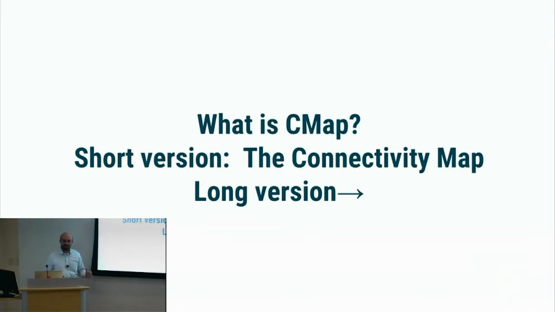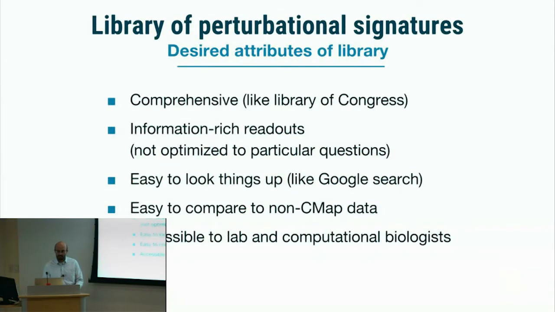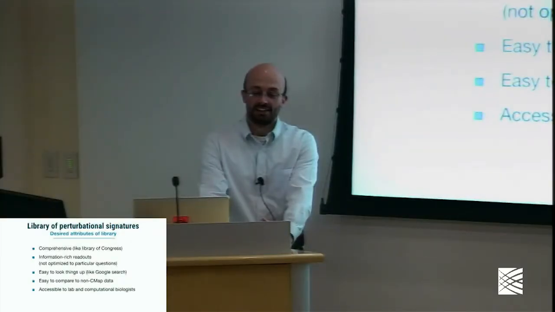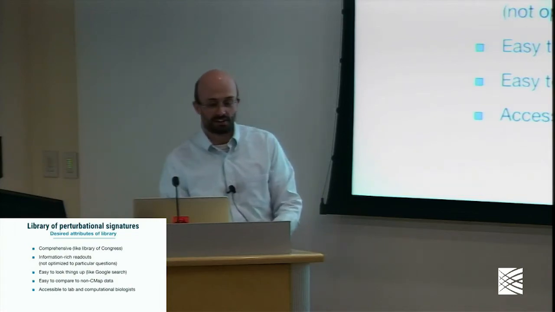So CMap, the short version is it's the connectivity map. Many of you have probably heard of that. For those who don't know, that's what CMap stands for. The long version is that collectively we're trying to build a library of perturbational signatures. So what does that mean? I'll get into what we mean by a signature in a little bit, but the library part, we want it to be comprehensive, like the Library of Congress.